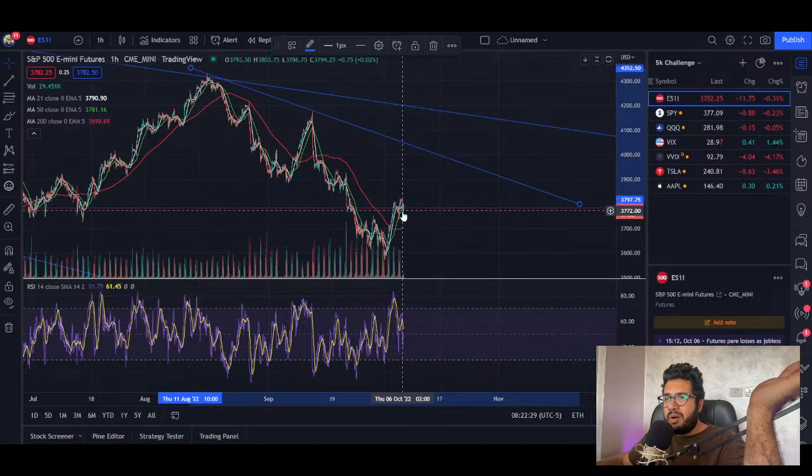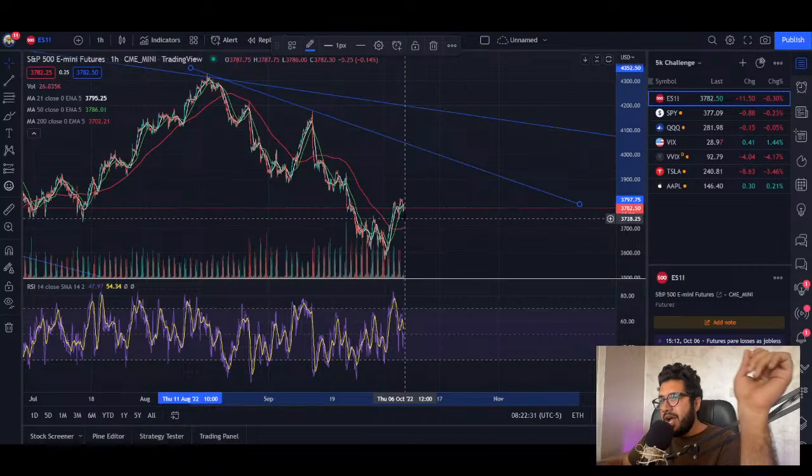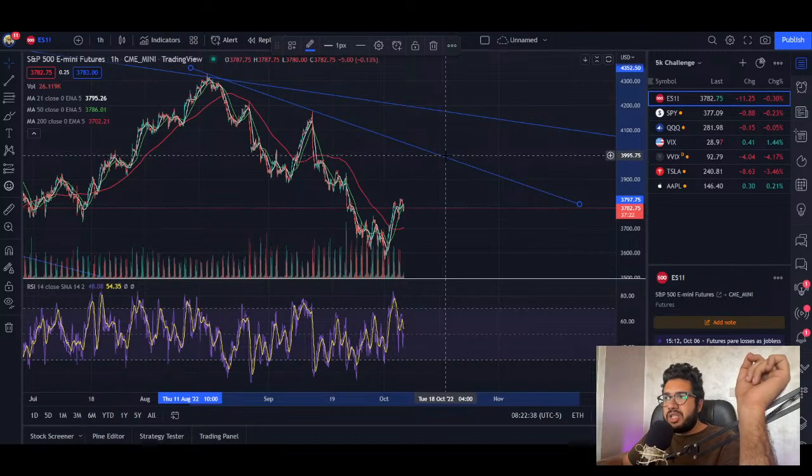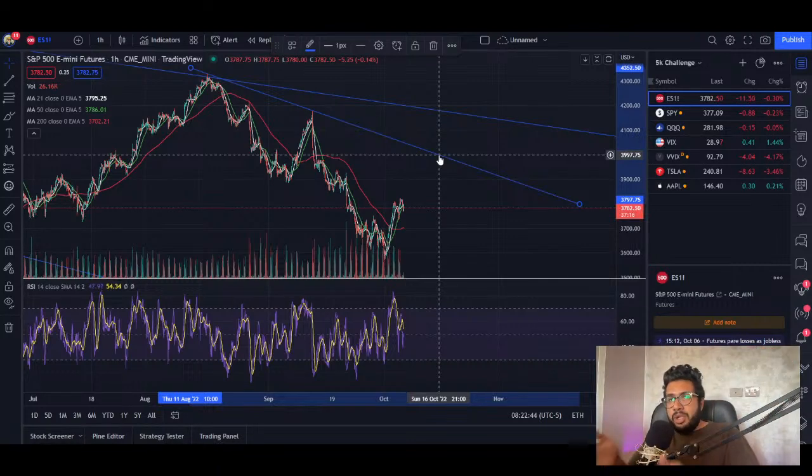So this is the 1 hour frame, so every candle is 1 hour. I can expect this to go up here and probably expect resistance somewhere in this region. It will be around somewhere in the 4,000 area. So now that we're in a bullish micro trend, I can expect this bullish micro trend to keep going at least up to the 4,000 area.